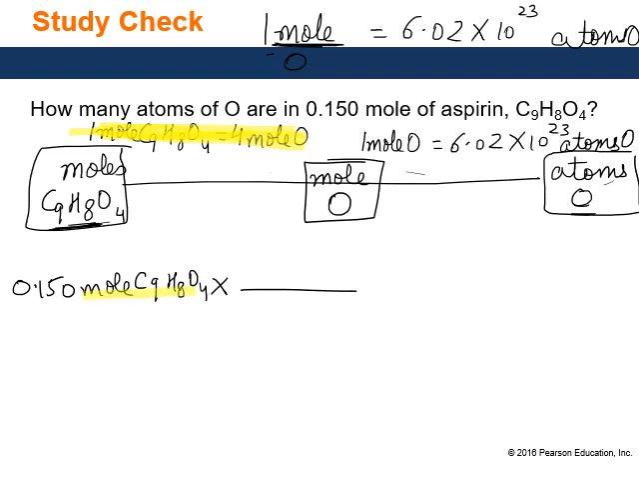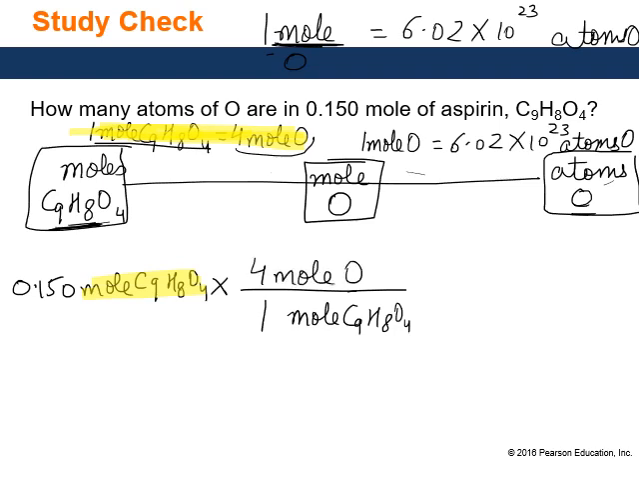My starting unit here is mole of C9H8O4, which means what goes in the denominator is mole of C9H8O4. The same unit should go in the crisscross direction. Where is it? It's right here. How many? 1 mole, and whatever's left goes on the numerator. So 4 moles of oxygen. Mole and mole gone. I'm left with moles of oxygen.